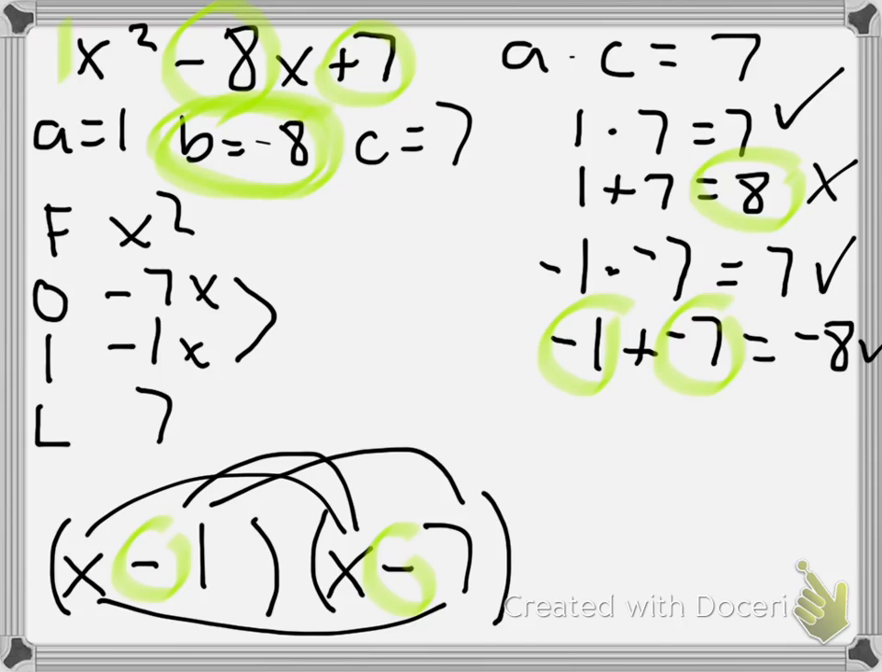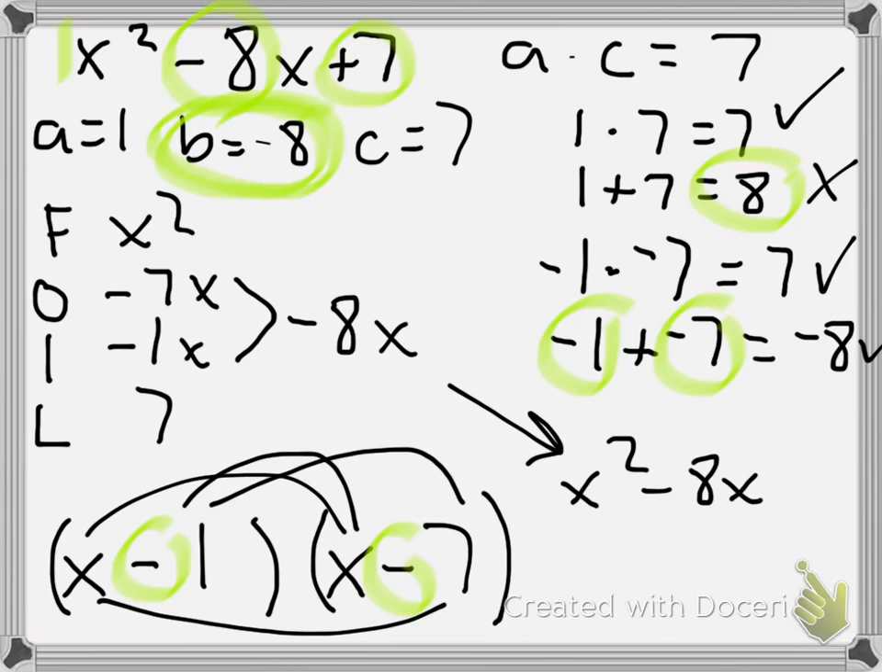And these two can combine to become negative 8 x's. And so our final answer is, when we check it, x squared minus 8x plus 7. So indeed, this is the factors of x squared minus 8x plus 7.